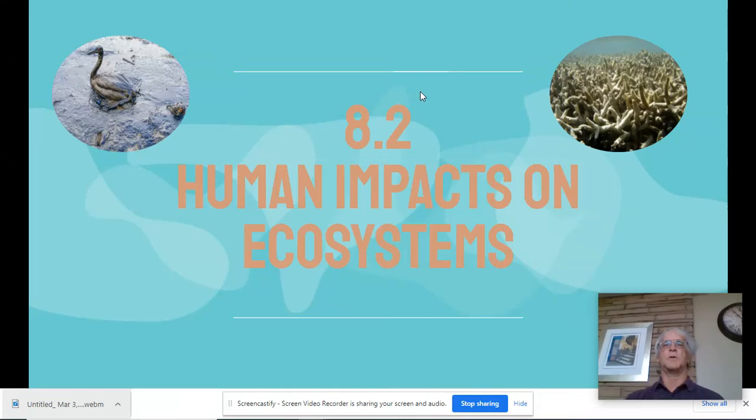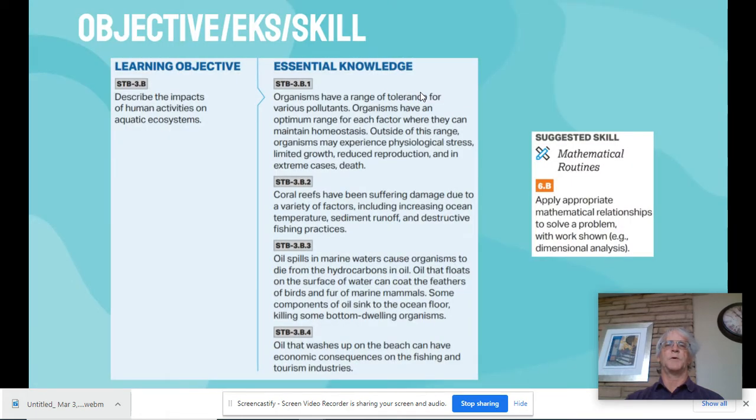I'm going to be talking about section 8.2, Human Impacts on Ecosystems. The learning objective here is to describe the impacts of human activities on aquatic ecosystems, such as indicating the range of tolerance, coral reefs, oil spills, and what they have done.